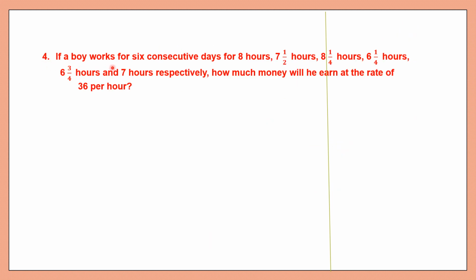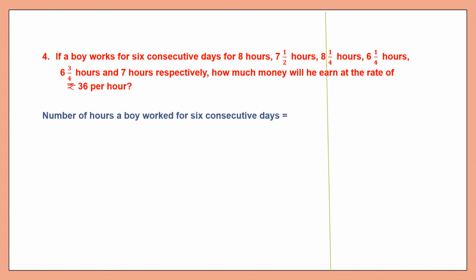Question 4. If a boy works for 6 consecutive days for 8 hours, 7 1 by 2 hours, 8 1 by 4 hours, 6 1 by 4 hours, 6 3 by 4 hours and 7 hours respectively. That means 6 consecutive days is one after the other and each of these is for the first day, the second day, third day, fourth day, fifth day and the sixth day. He worked for 6 days, isn't it? Now, how much money will he earn at the rate of 36 rupees per hour? So, for 1 hour, if he is going to get 36 rupees, how much money did he earn totally?